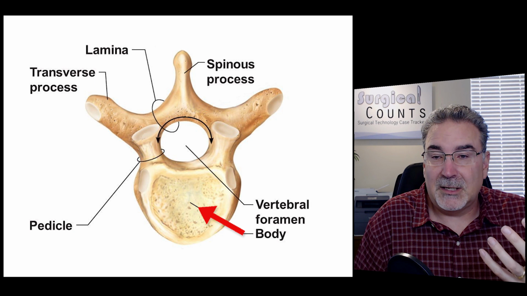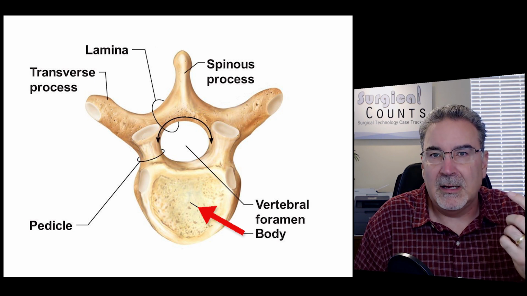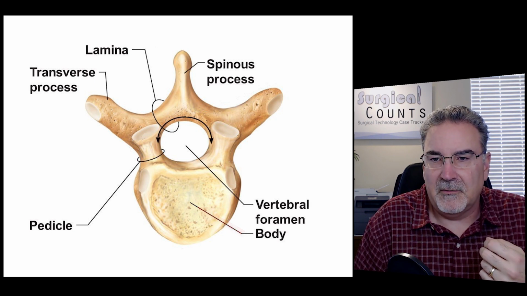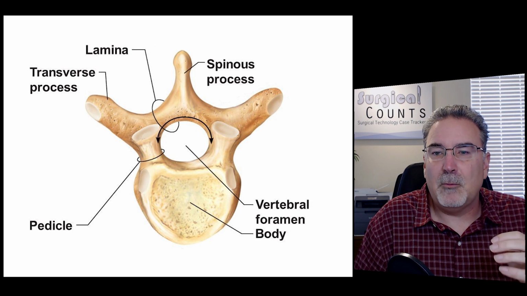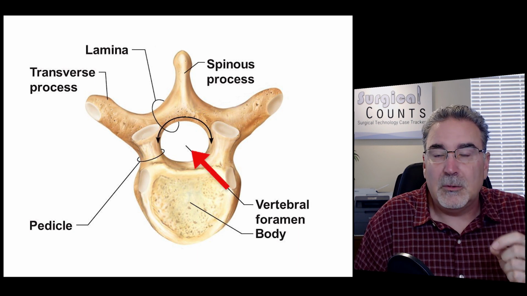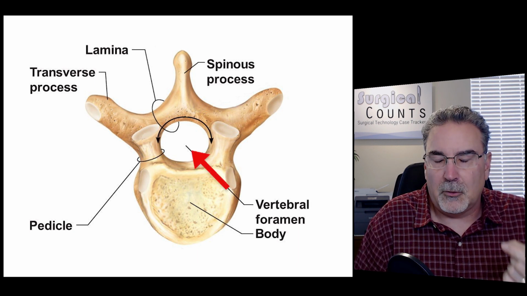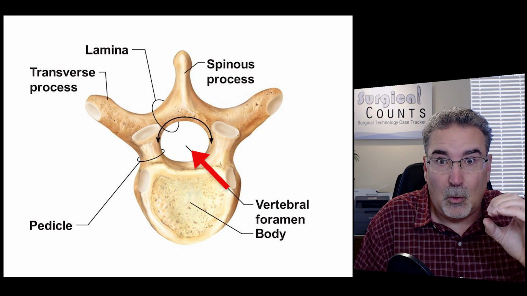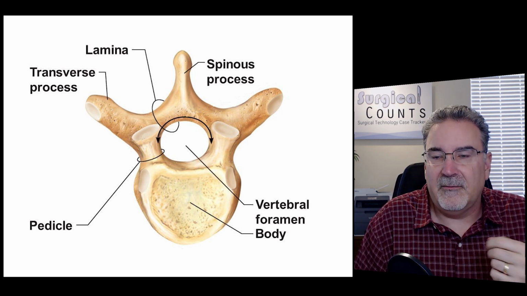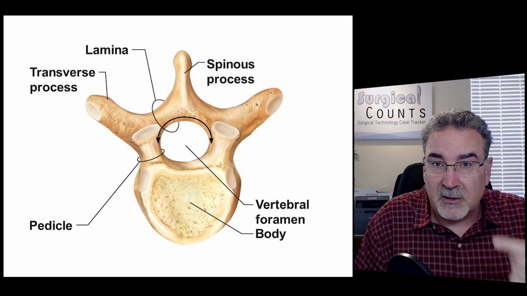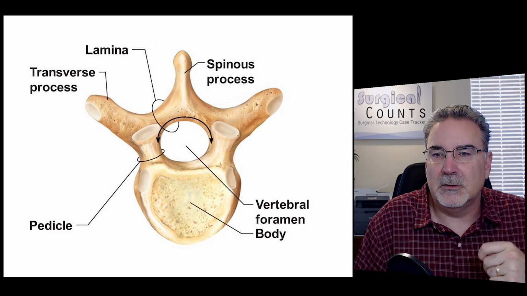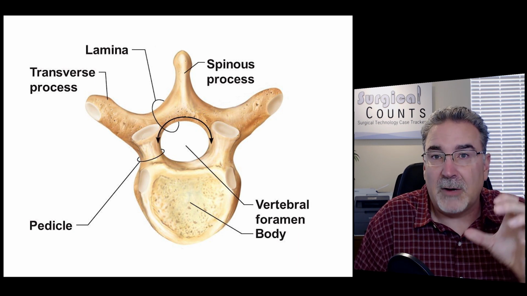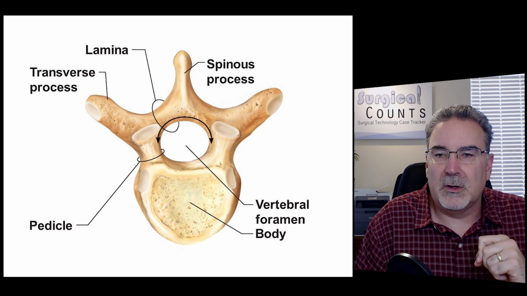So the main section, the largest section, is the body. So the body is the largest section of the vertebrae. And just behind the body, we have this hole, this gap, which is known as the vertebral foramen. Now, foramen means hole. So we have a hole in the vertebrae, and through the hole goes the spinal cord. That's where the spinal cord goes. So the vertebrae sort of surrounds and protects the spinal cord in this area.